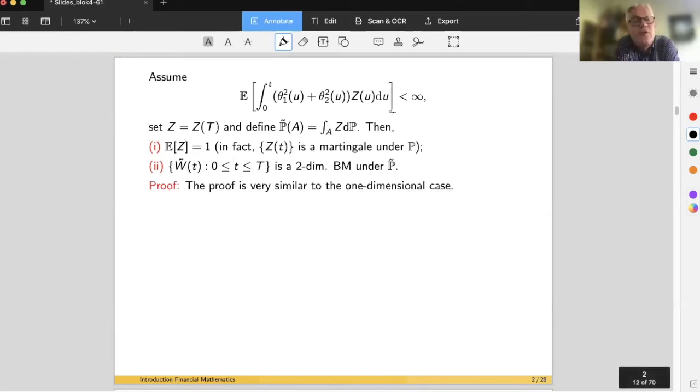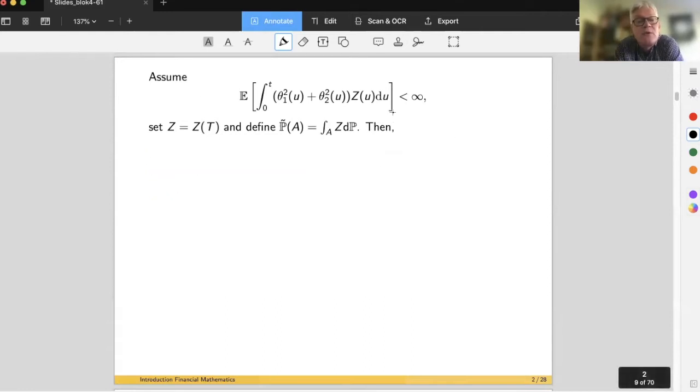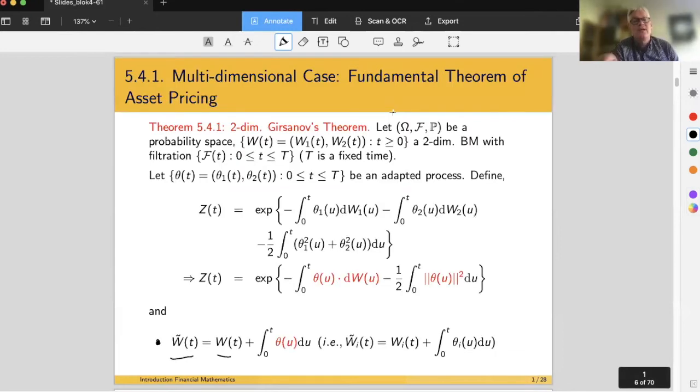And the proof of this is very similar to the one-dimensional case. And we do it in several stages. We start first, we look at the exponents. So let's look at the exponents to be sure. Here you see minus the integral from 0 to t of theta 1(u) dW1(u), and the same term with theta 2. And we have this term. So we consider the exponent, and we call the exponent in the one direction X, and in the two direction we call it Y.